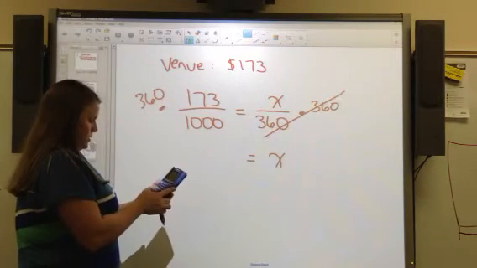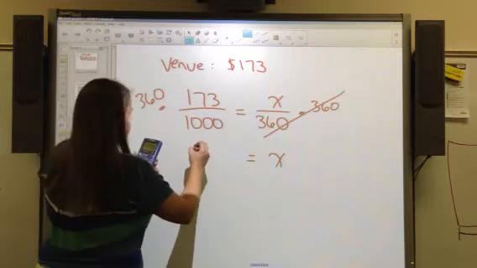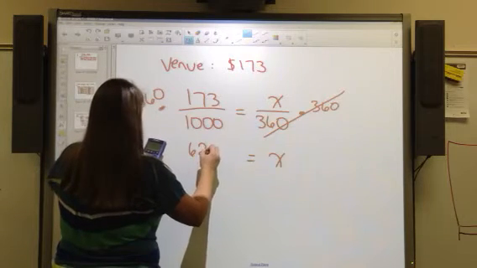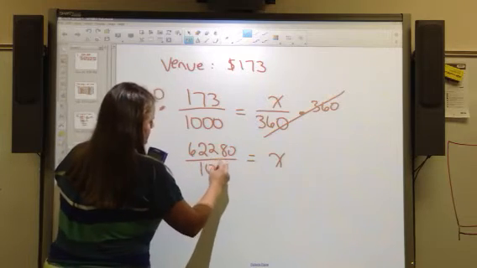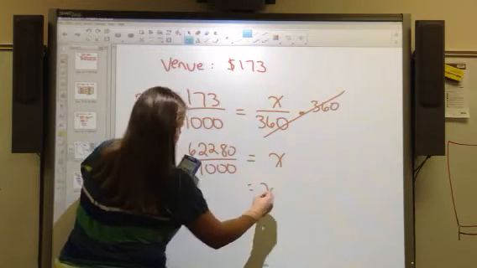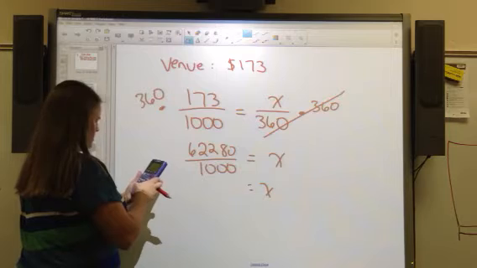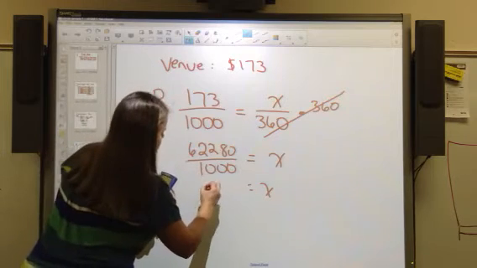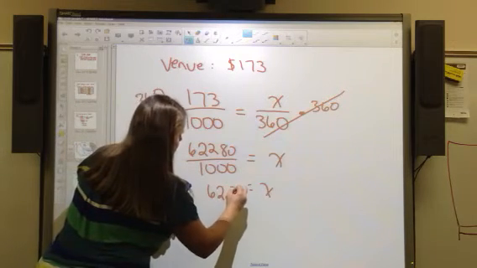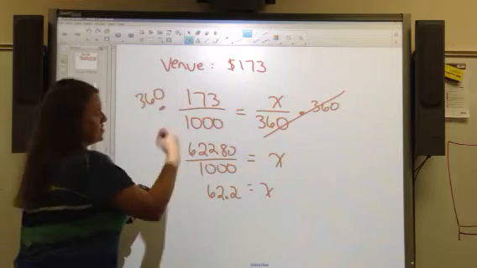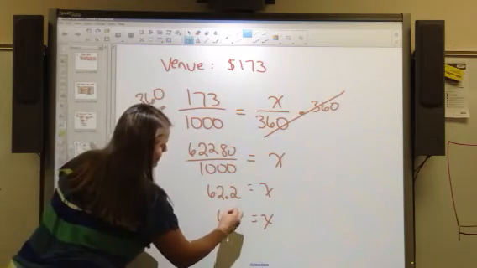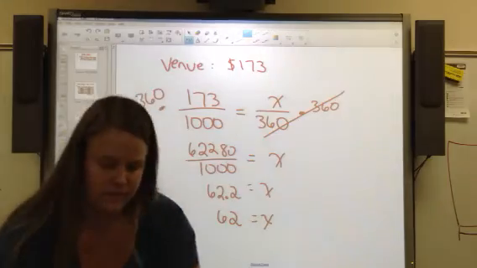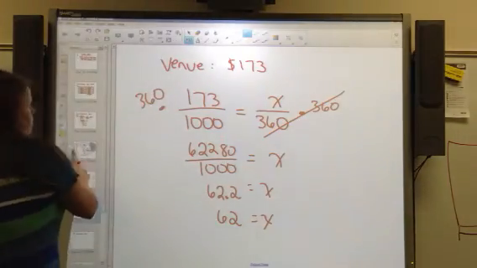360 times 173 is 62,280 divided by 1,000. Equals 62.2. And again, it's going to round down to 62 because 2 is less than 5. So it's 62 degrees. So I'm going to go back to my circle graph.